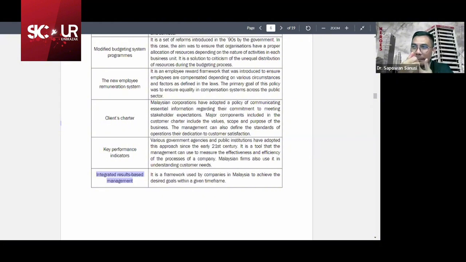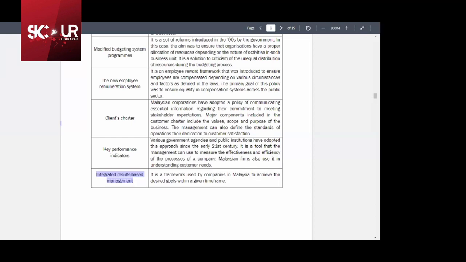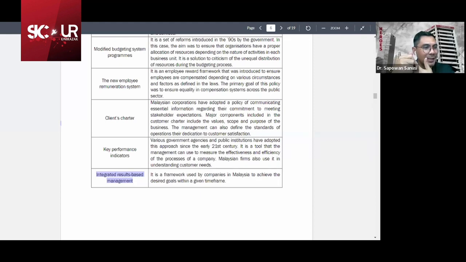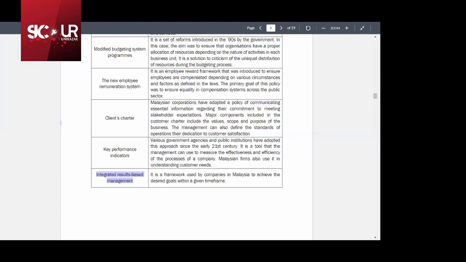Dipanggil pembangunan. Dia panggil mampan. Dia panggil pemampatan. Mampan maksudnya apa? Dalam bahasa Inggeris, I forgot lah. What is it? Lestari ke lestarian? Sustainable. Sustainable ke lestarian. Yes.